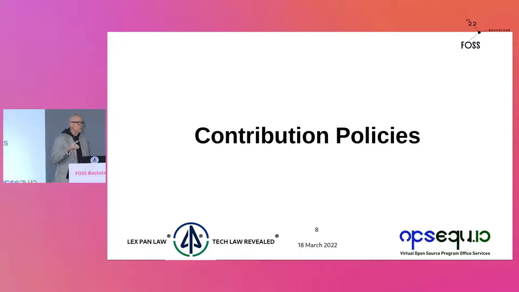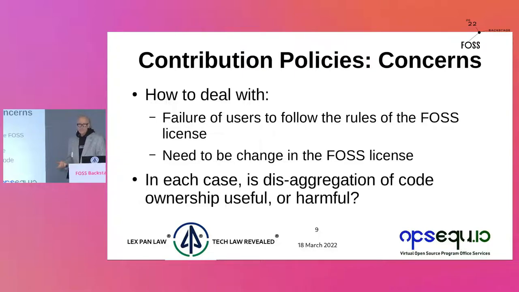So I think most of you that have been working in open source know that open source projects often have contribution policies. Contribution policies are ones that have been set up to deal with basically two things. First, what happens when you have a user of the software who doesn't follow the license? Contribution policy may be set up to address that. It also sometimes addresses the problem that has occasionally been encountered, which is, what happens if you actually have to change the license on the project?